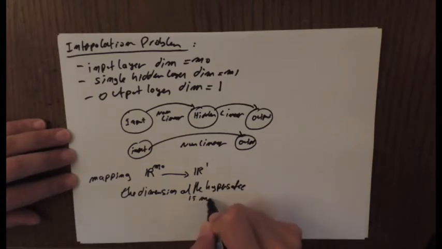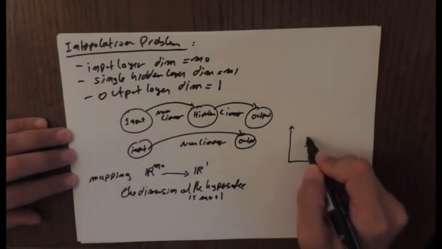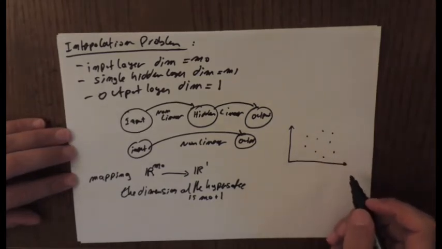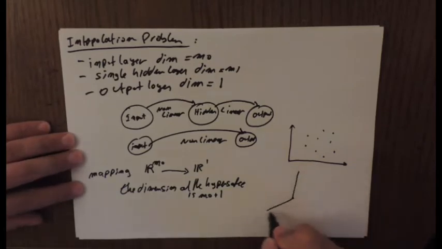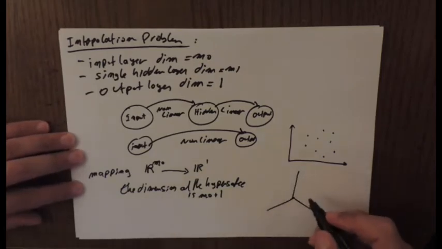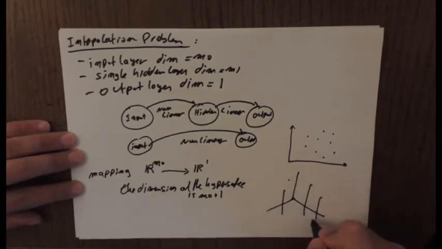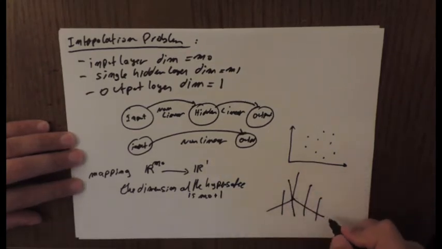The dimension of the hypersurface is M0 plus 1. So imagine we have 2D points, and we can transform those 2D points into a 3D space where we have points all over, and these are the projections on the XY plane where they were.